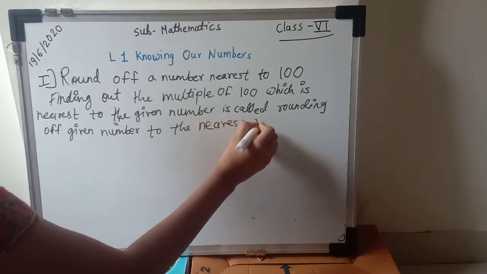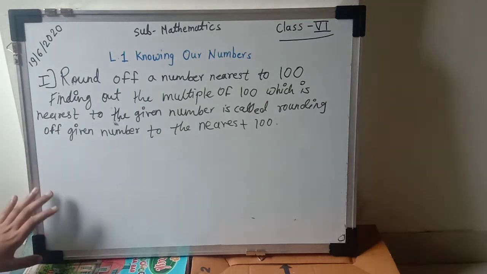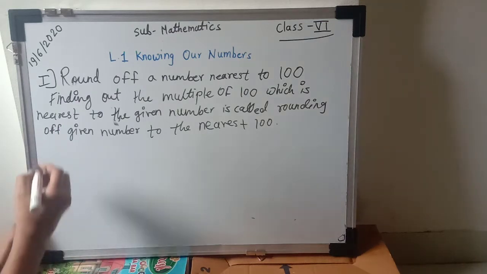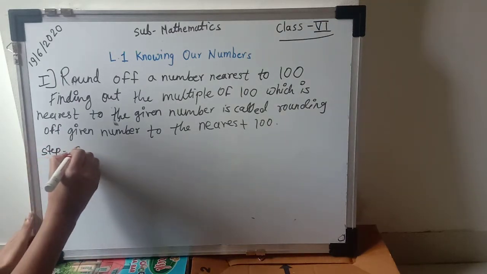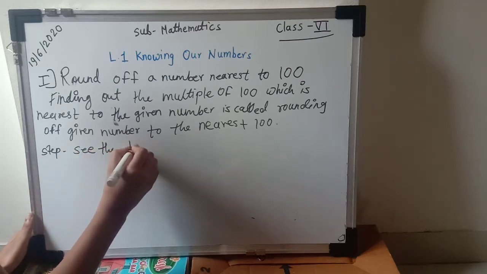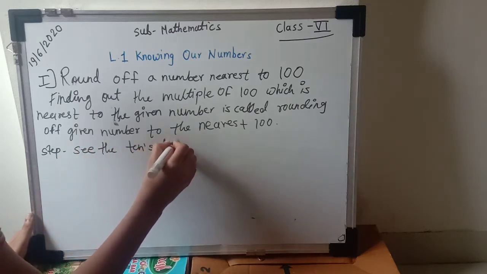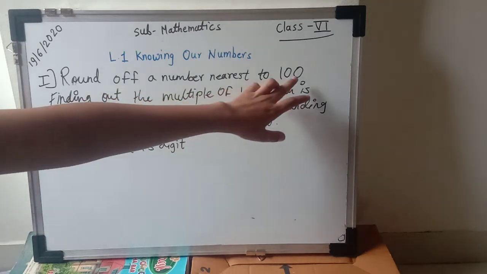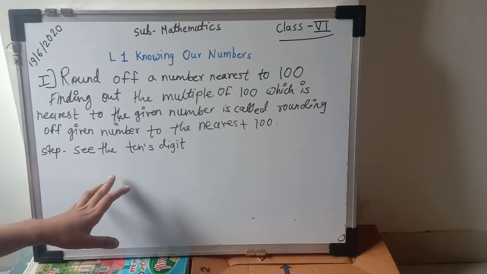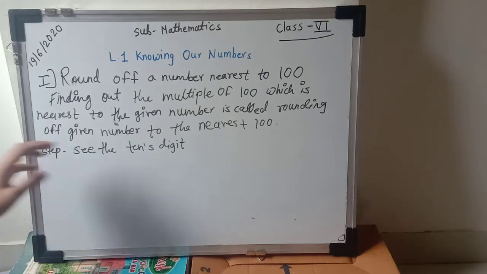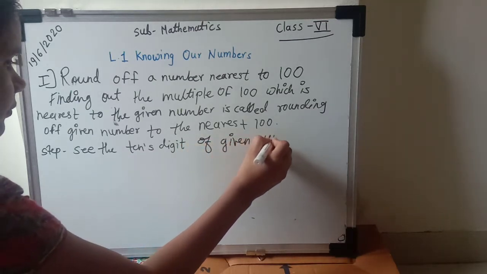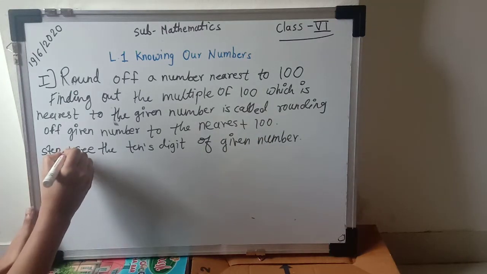Now here also 3 steps are there. Let's see what the 3 steps are when we are rounding the number to the nearest 100. Step 1: see the tens digit. When we were rounding the number to the nearest 10, we were seeing the ones digit, but when you are rounding to the nearest 100, the digit you have to see is the tens digit of the given number.